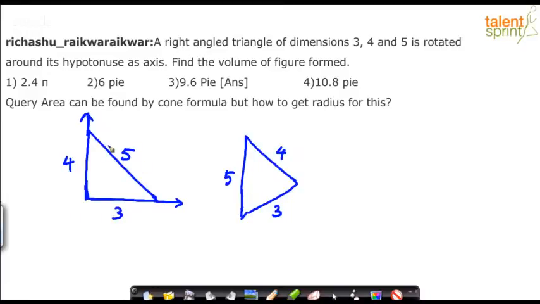The volume here will be nothing but the volume of the cone. But here, what is this? Some of you are saying it will form 2 cones, which is correct. But the point is, what should be the radius? So basically we need to find this distance. What is this distance?